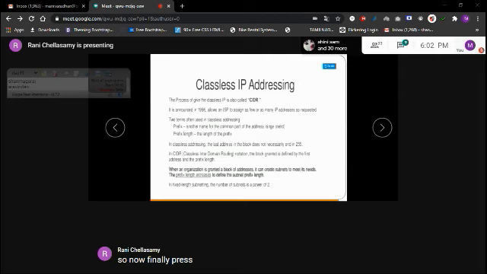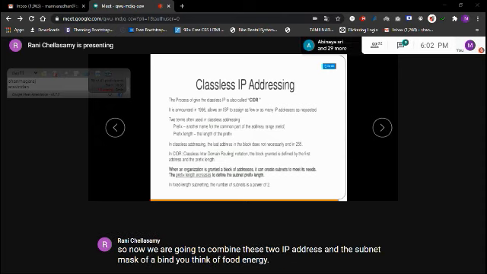Okay. So then the next binary equivalent is described here. Now you have 2 binary representations. One is the binary equivalent of the given class C address, and the other is the default subnet mask. Now you are going to combine the IP address and the subnet mask using Boolean multiplication, that is, you are going to perform the AND operation.